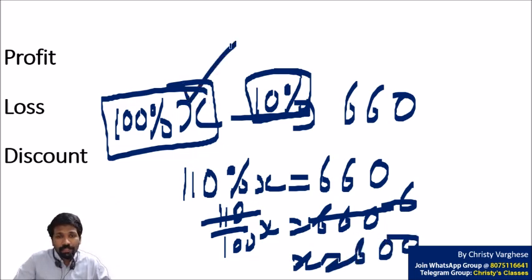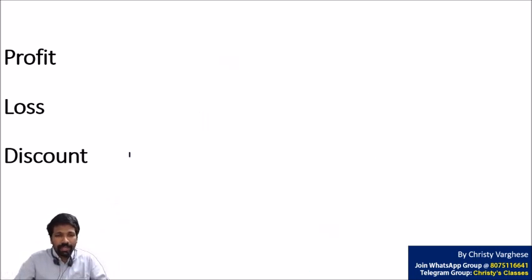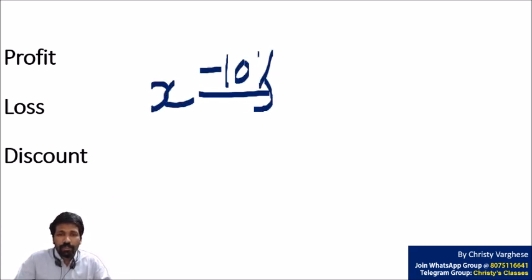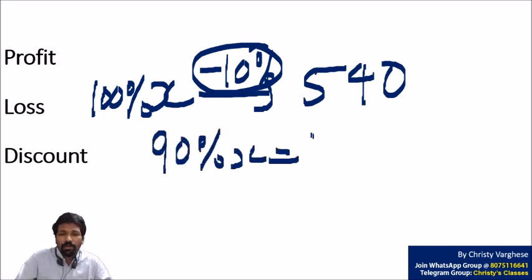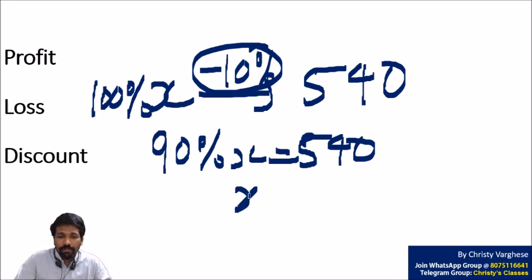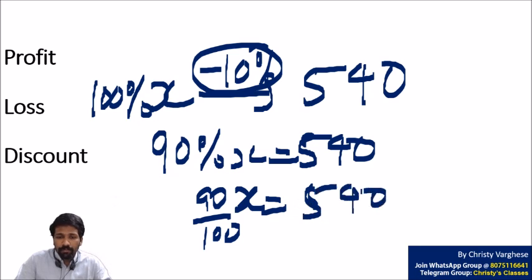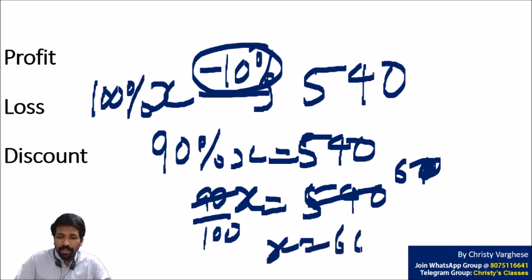But in my opinion, if it is possible, analyze the values of X and think whether this will give you 10% profit or not, and think like that. Now the same question, if it was loss: X rupees invested, 10% lost, I am getting 540 rupees. What is the meaning? 100% of X, I am losing 10%, means 100% minus 10%, 90% of X is equal to 540. 90% of X is equal to 540 means 90 by 100, X is equal to 540. 90 and 540 cancel to get 6, and cross multiplying, X is equal to 600.